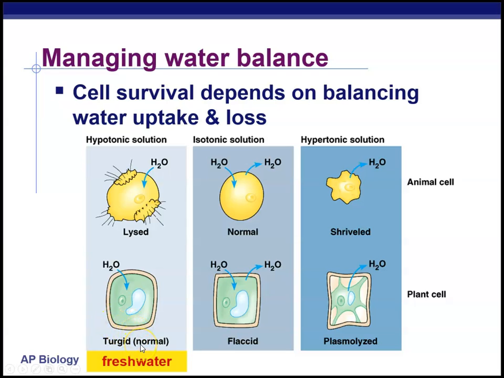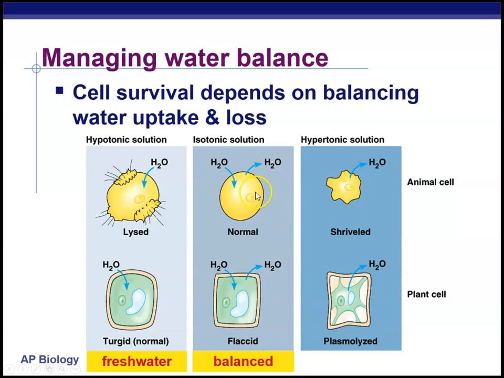When that happens, we say that cell is turgid or normal. It's normal to have that extra water in there and to have pressure against the cell wall to make it hold its position.